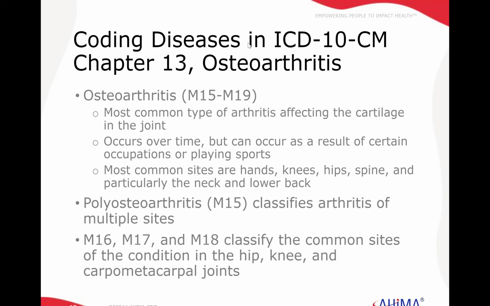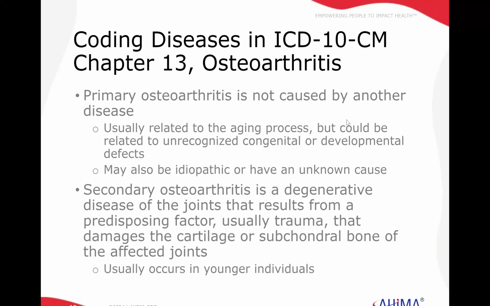Polyosteoarthritis classifies arthritis as multiple sites, and these are in the category M15. Primary osteoarthritis is not caused by another disease. This is basically wear and tear on the joints, right? Secondary osteoarthritis is something that's caused from a predisposing factor, usually some sort of injury, some sort of trauma, if you will, that damages either the cartilage or the bone itself.